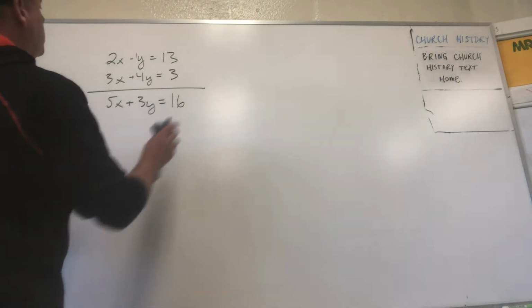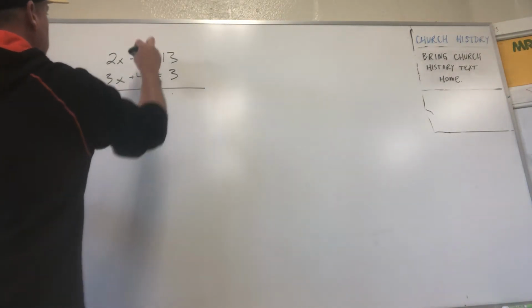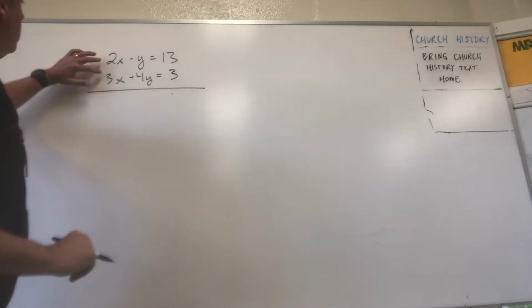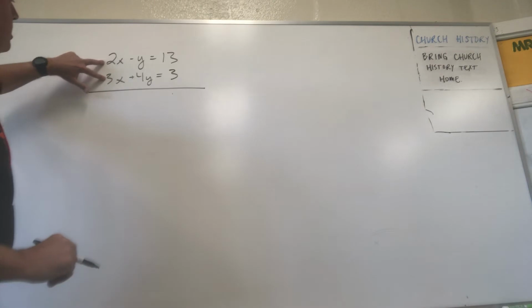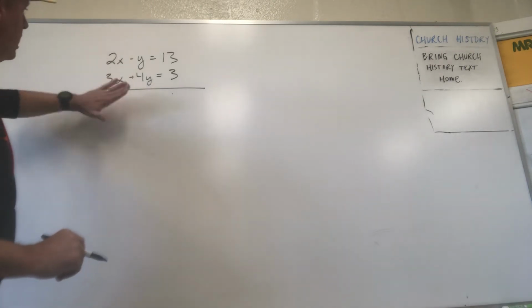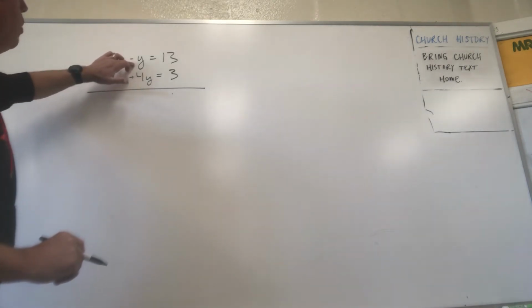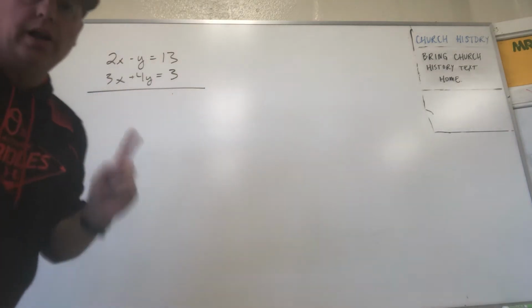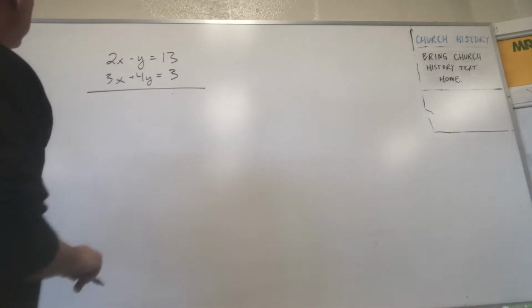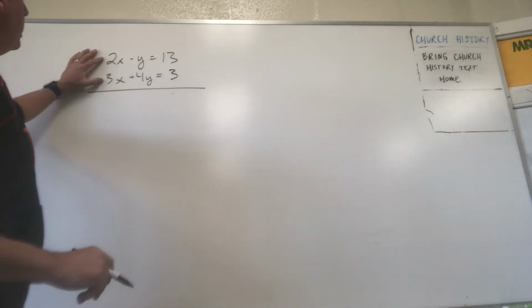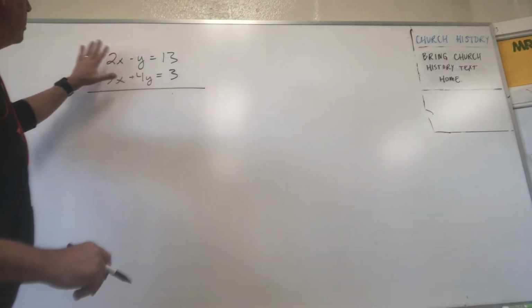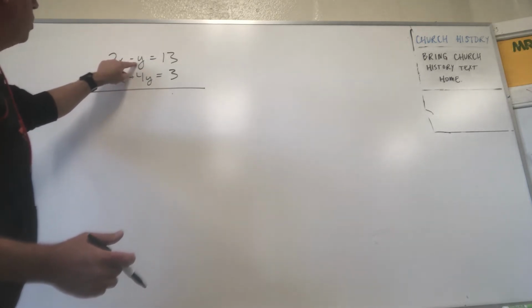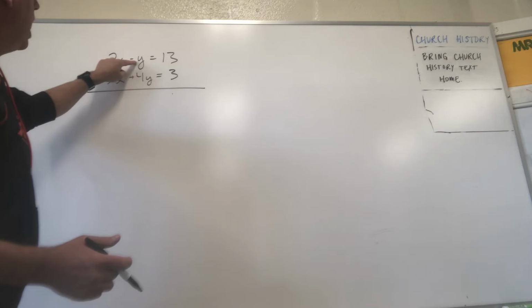What we want to do is make one of these variables opposites. It doesn't matter which one we do. We want to make the x's opposite so they eliminate each other, or we want to eliminate the y's, so we're just left with one of the variables. The easiest way to do it here, though it really doesn't matter, is to make this one a negative 4y.